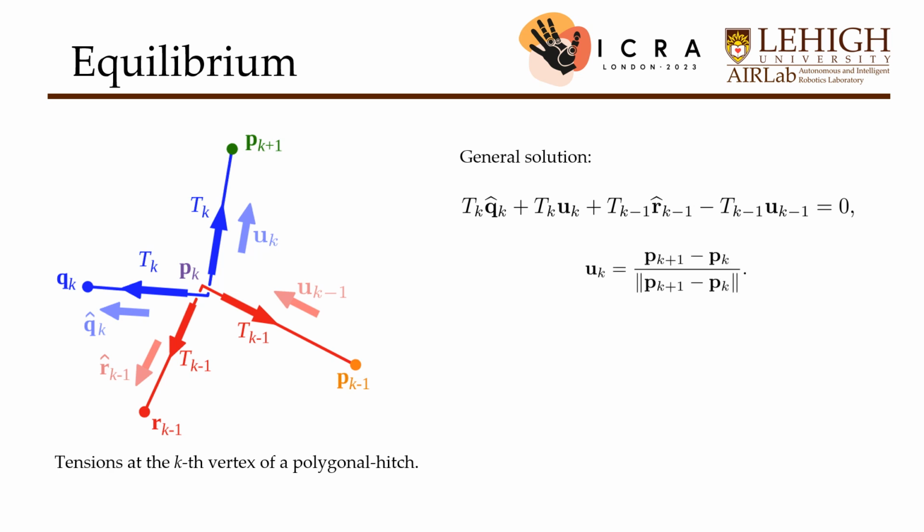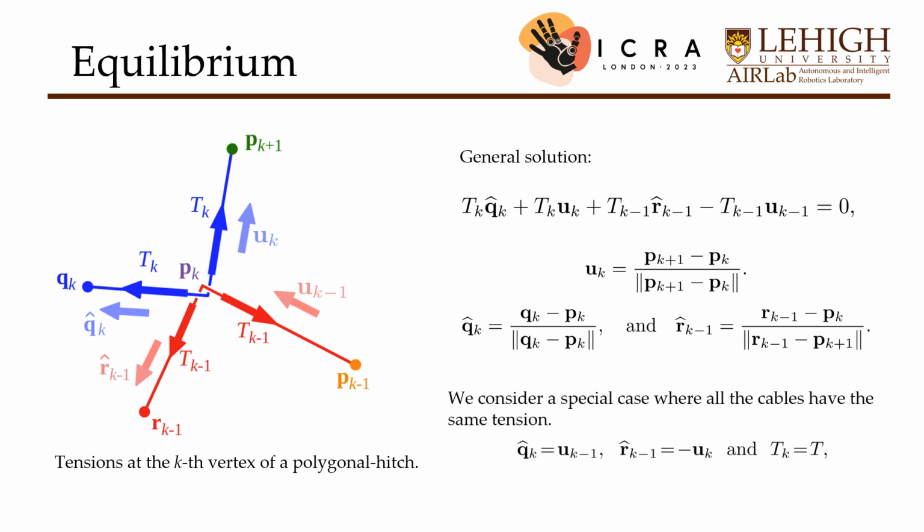Given the polygon P, the direction of the kth edge of the polygon, from pk to pk plus 1, is denoted by the unit vector uk. The positions of all vertices are part of the input, so the vectors uk and uk minus 1 are known, but the tension tk and the cable orientations q hat k and r hat k minus 1 are unknown. In order to find a practical solution for the equilibrium equation, we consider a special case where all the cables have the same tension and the cables are aligned with the polygon edges.